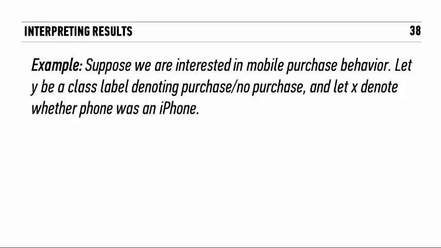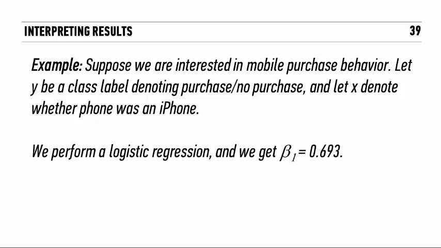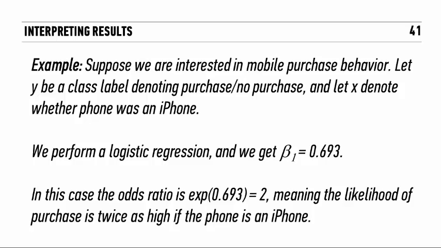So, suppose we were interested in mobile purchasing behavior, similar to before. Let y be a class label denoting purchase, no purchase, and let x be whether the phone was an iPhone. Okay? We perform a logistic regression, we get a beta 1 value of 0.693. Okay? What does that value mean? So in this case, 0.693 corresponds to a unit increase in the log odds, as we said before.